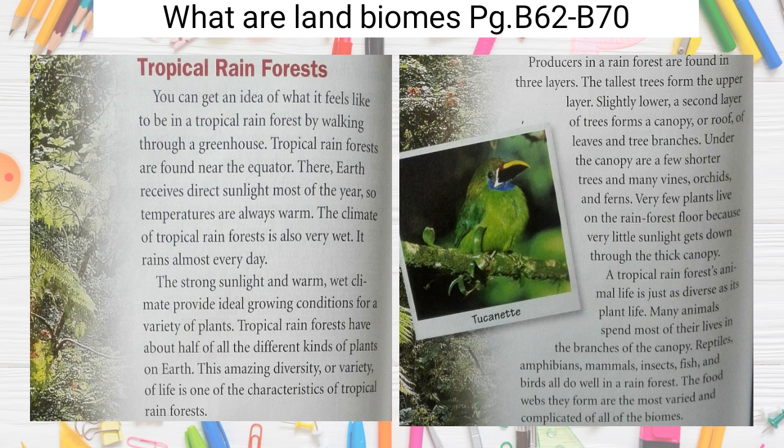A tropical rainforest's animal life is just as diverse as the plant life. Many animals spend most of their lives in the branches of the canopy. Reptiles, amphibians, mammals, insects, fish, and birds all do well in the rainforest. The food webs they form are the most varied and complicated of all biomes.